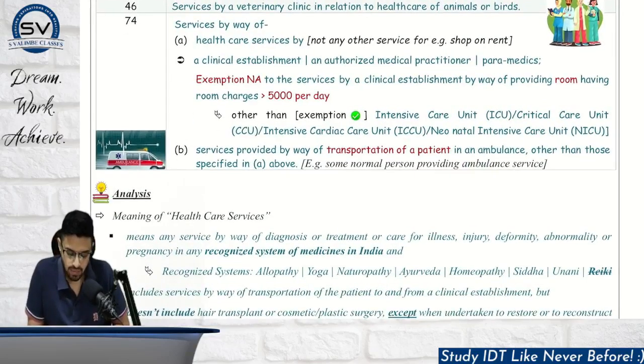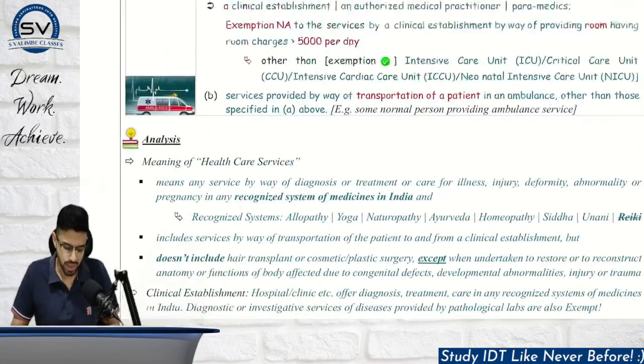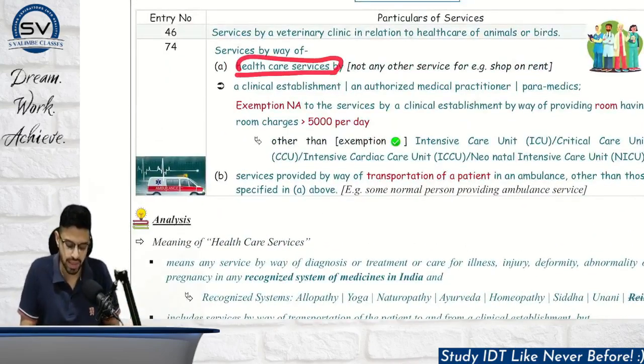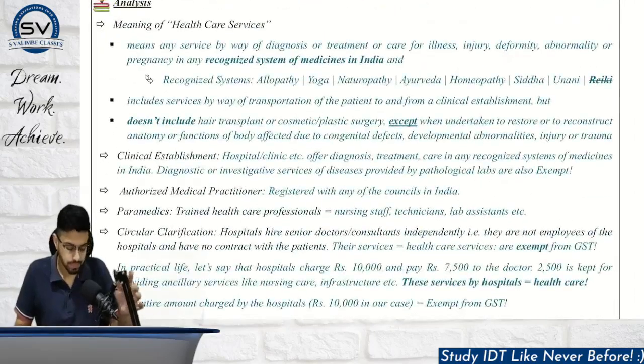And next, services by way of healthcare service. Now, what do you mean by healthcare services? Please understand properly, because if something is not healthcare service, exemption won't be given. Let's see. It means any service by way of diagnosis. So basically you go to a doctor, they give you the diagnosis that this is the problem, this is the solution, these are the prescriptions, right? So that is exempt. That is a healthcare service.